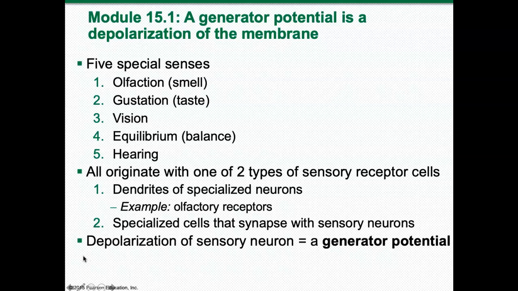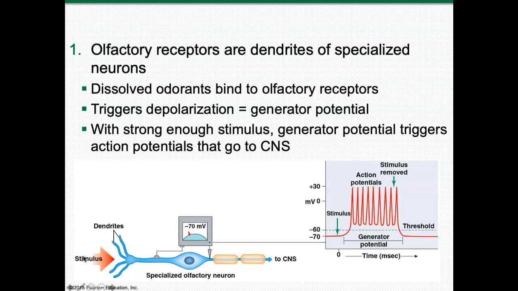Dendrites of specialized neurons, such as olfactory receptors, or specialized cells that synapse with sensory neurons. And the depolarization of a sensory neuron is called a generator potential. Olfactory receptors are dendrites of specialized neurons. Dissolved odorants, or molecules that create the odor, will bind to the olfactory receptor, triggering a depolarization. With a strong enough stimulus, the generator potential triggers action potentials that go to the central nervous system.